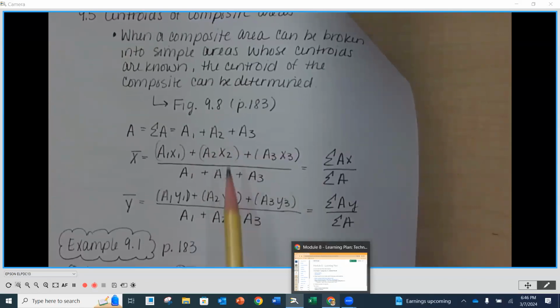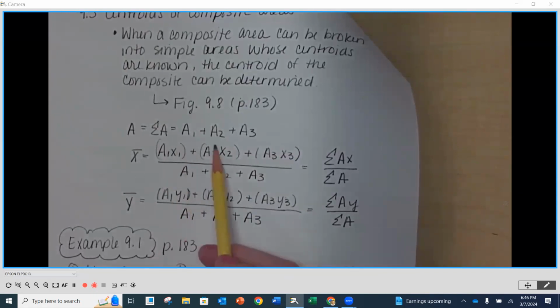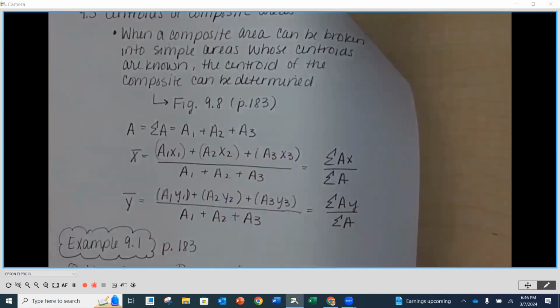Now, positives in front of those areas mean that the areas are additive. If there's a negative, that means that there would be a negative space. Like if I take material away, for instance, like a hole or a cutout of some sort, then I would actually have a negative area and it would subtract from my total. Okay. So in the example we're going to do, there is in fact a hole, and we'll see how that works.